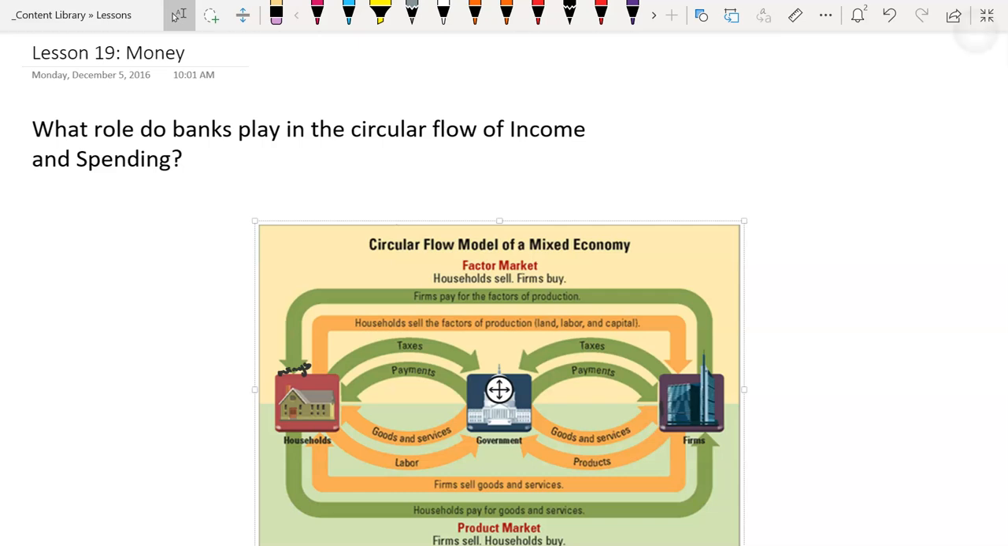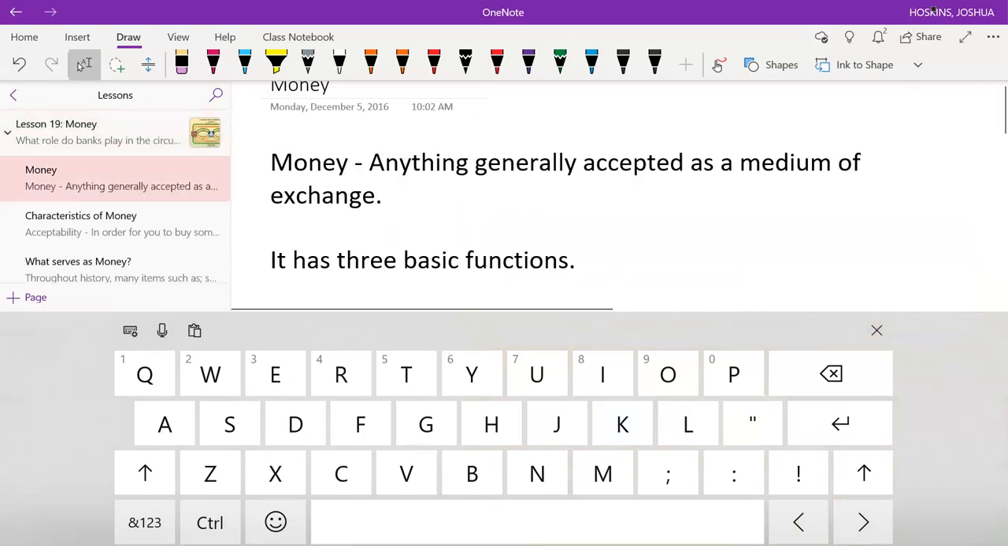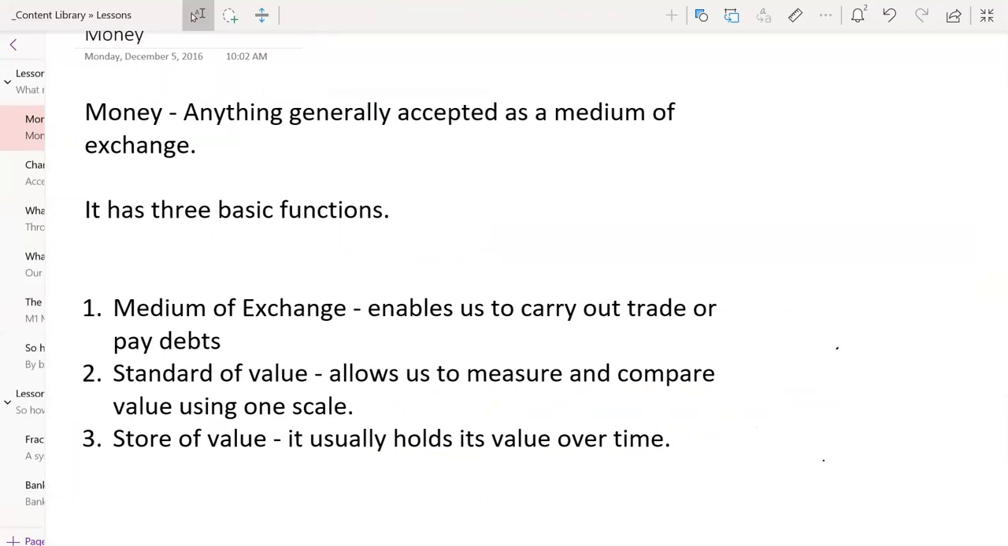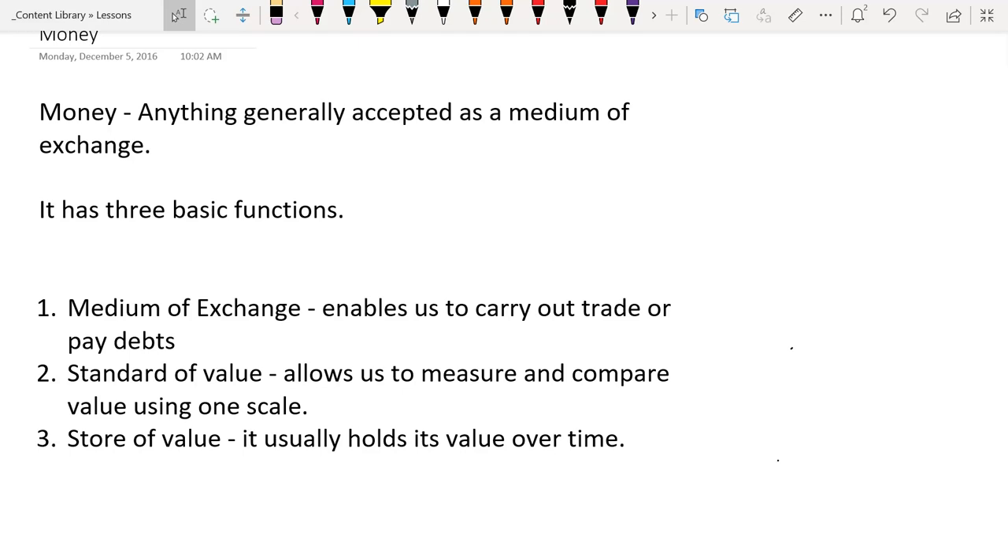So let's start talking about money, and let's give a definition. So money is anything that is generally accepted as a medium of exchange. That makes pretty much good sense. Three functions. Acts as a medium of exchange. It's what allows us to conduct transactions, pay our debts. It is our standard of value. It allows us to measure and compare things using one scale, right?